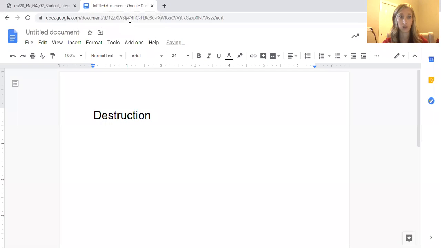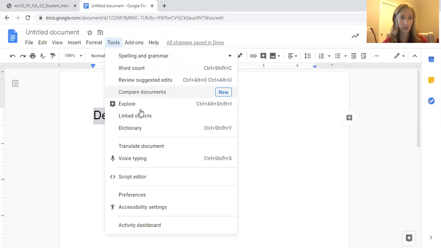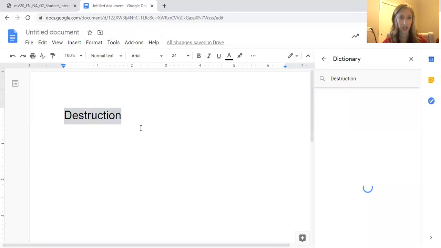So I'm going to go to a Google Doc, and I've already typed the word destruction. So if you don't have access to a dictionary or a thesaurus and you don't want to mess with an online one or a website that you're not comfortable using, go to Google Docs. I know that you all know how to do that from working on that in class together. Type the word. So I've typed the word destruction. I've highlighted it. And then I go up here to tools. I click tools and I click dictionary.